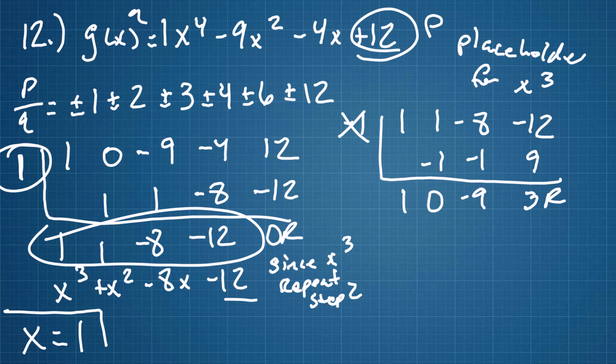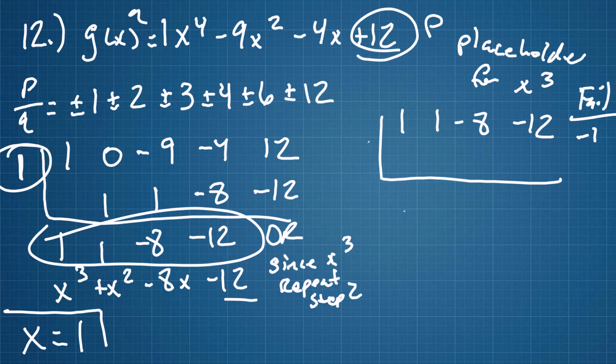Now remember, I like to keep a track of everything that fails. I call it a fail list. So I'll put -1 on my fail list. Anything that fails, I'm going to put on that list. So now that I tried -1, I'm going to try 2.